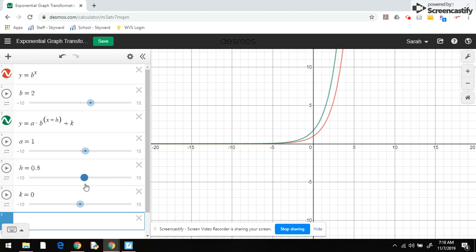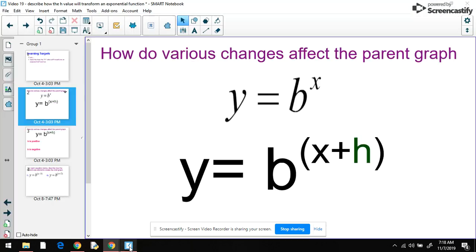So it doesn't change the integrity of the shape. It stays the exact same shape, but it just moves that graph to the left if h is positive, which is kind of the opposite of what we would expect, and it moves to the right if h is negative, again, which is the opposite of what we would expect.